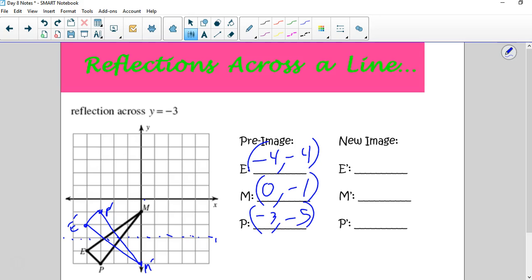So E prime ends up being at 1, 2, 3, 4, down 2. So -4, -2. M prime ends up being at 0, -5. And P prime ends up being at 1, 2, 3, -1.